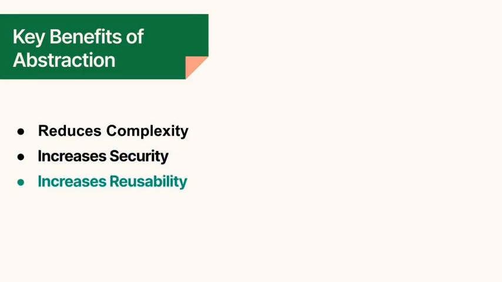It increases reusability. When you create a well-defined piece of code, you can use it again and again in different parts of your program, just like reusing a recipe. It reduces code duplication. Instead of writing the same code over and over, abstraction lets you write it once and reuse it, making your work more efficient and your code easier to manage.